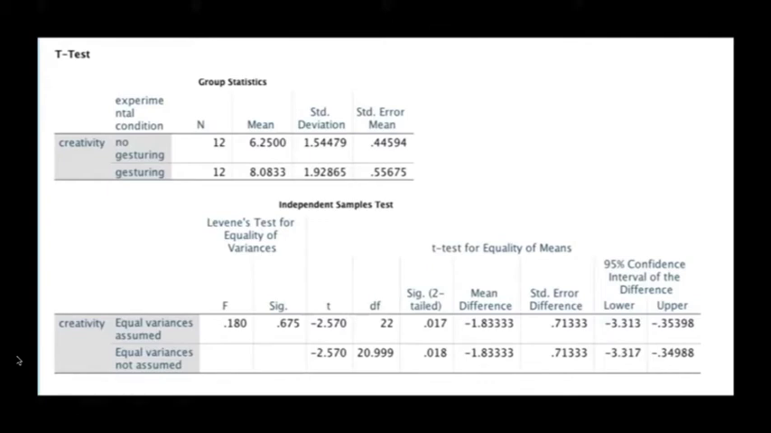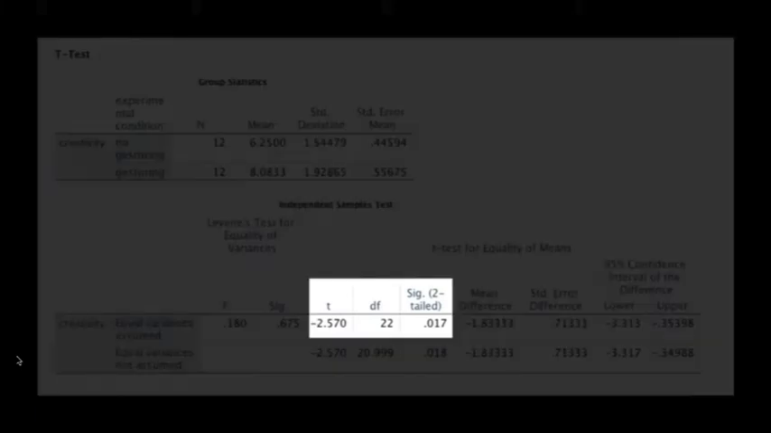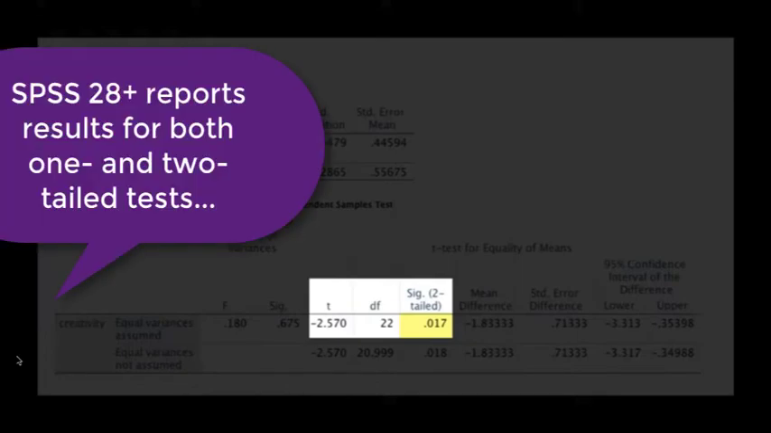Now, once you make that decision in terms of which line to look at in your output, you don't ever need to think about the Levene's test again for this output. And now you can focus on the results of the t-test itself. Here we see that our t-value is negative 2.57, degrees of freedom 22, and our p-value is 0.017 or 0.02 rounded.